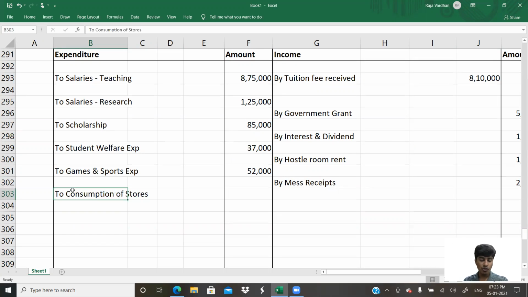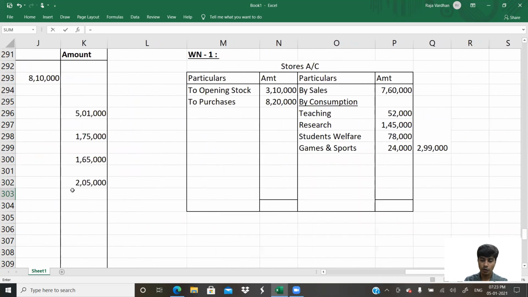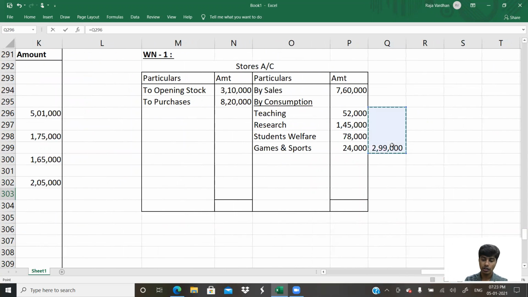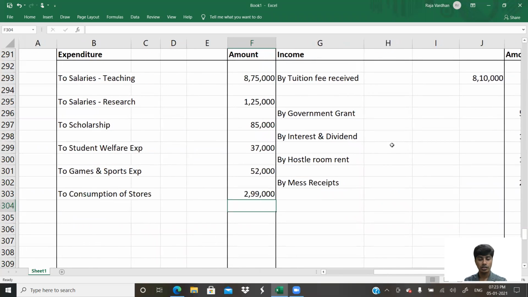consumption of stores. If you want, you can end up writing it in detail here separately, towards salary, teaching, towards research, towards student welfare, towards games and sports. You can write it separately, or you can add up under these individual items. I prefer writing it in total here. How much is it? It is 2,99,000. I would pick it from here instead of typing it. Understood, guys?